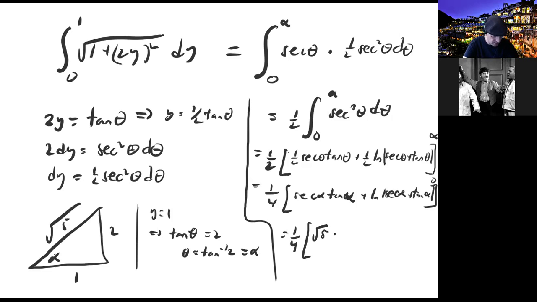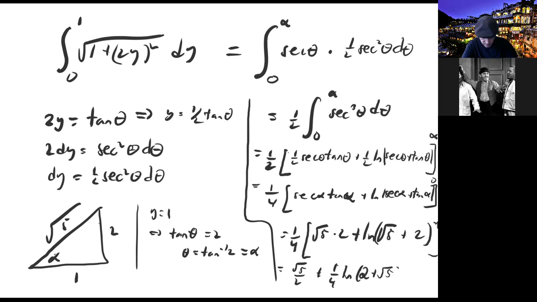We get the tangent of alpha, which is 2, plus ln of the square root of 5 plus the tangent of alpha, which is 2. So this can be re-expressed as the square root of 5 over 2 if I distribute the 1/4, plus 1/4 ln of, let's write it like this, 2 plus the square root of 5. So that is the arc length in this case.